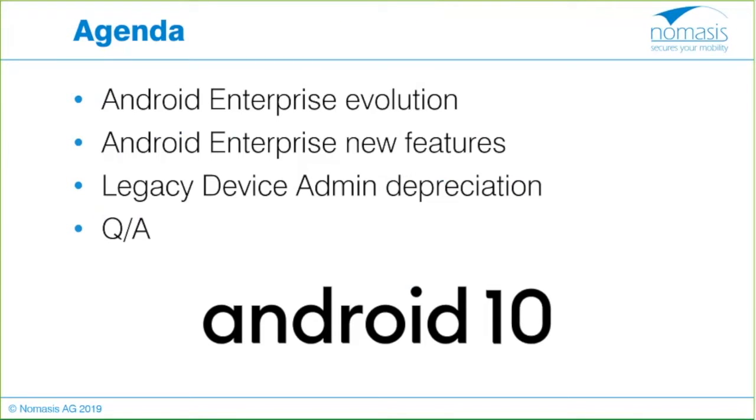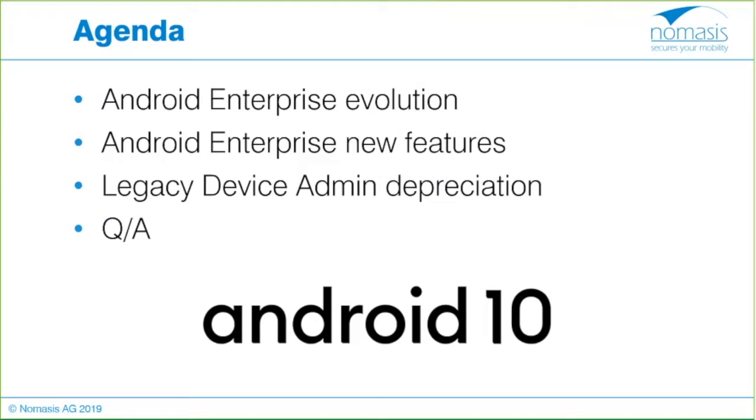I will quickly introduce the evolution of Android enterprise. Then I will try to have more time on the new features. This is where the big work is done. And I would like to speak a bit more about device admin deprecation, because we spoke about that for a long time and now it's becoming real. So let's see what is concretely happening today and what will happen tomorrow. And we will finish with the Q&A, and that will be it.